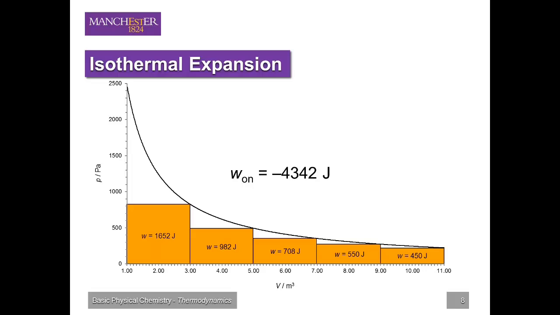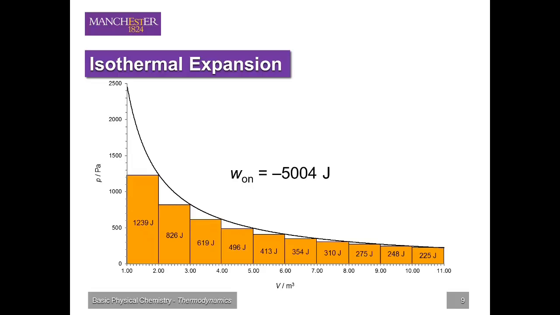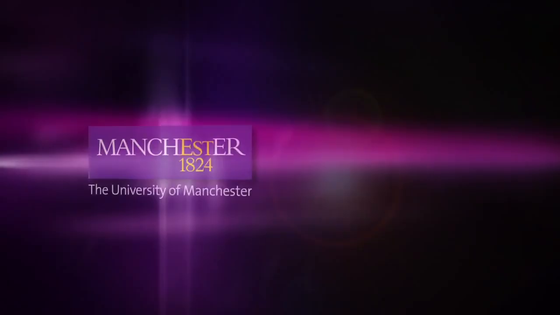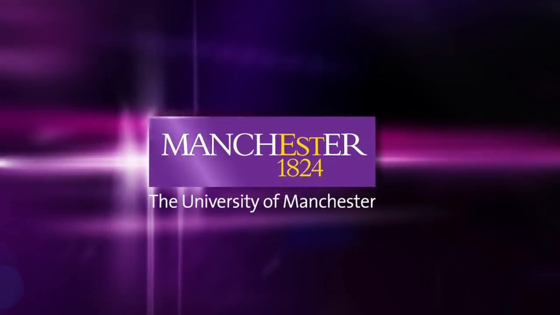Okay, so hopefully the quantification of the work performed during this expansion now all makes sense. But how could we change the expansion in order to make the gas perform more work? The answer is to drop the pressure more gradually from 2,478 pascals down to 225 pascals. If the pressure is dropped so as to allow the gas to expand from 1 to 11 meters cubed in jumps of only 1 meter cubed each time, instead of 2 meters cubed, then in the 10 expansion bursts, the gas will perform a total of 5,004 joules of work, and the work done on the system, W on, is minus 5,004 joules.